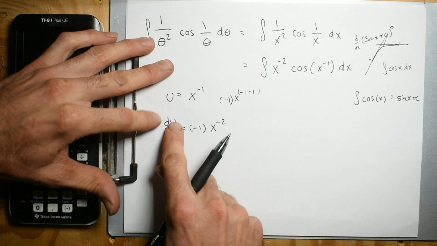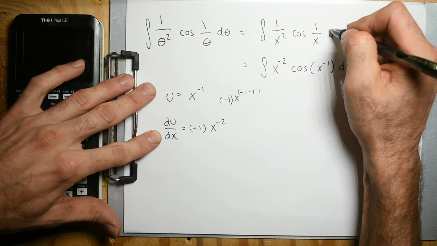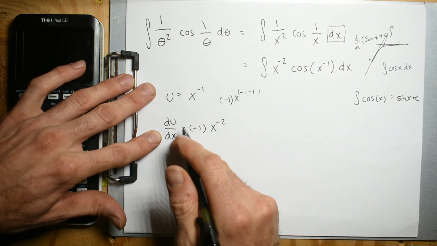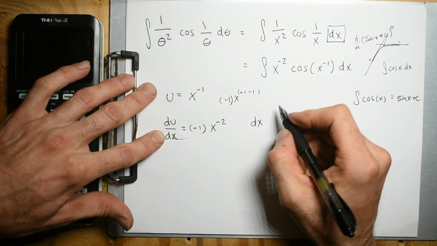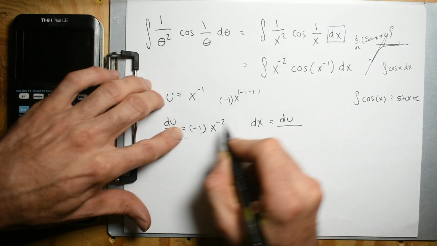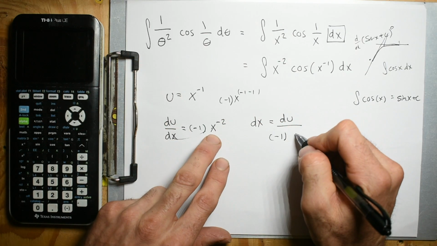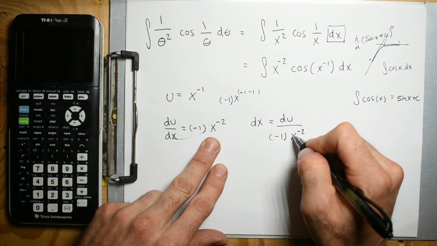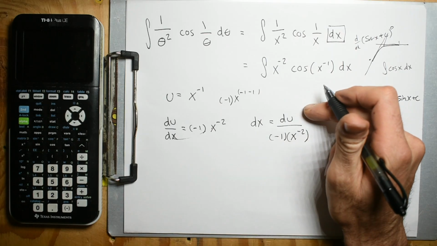We have 3 things here. You could rearrange this 3 different ways, but we know this is what we're solving for, so we solve for dx and get this downstairs. Let's do this in 2 steps: downstairs is going to be the negative 1, and also downstairs is going to be the x to the negative 2.